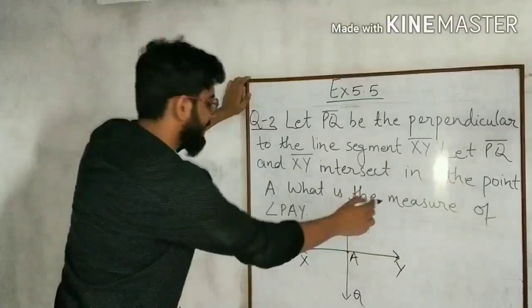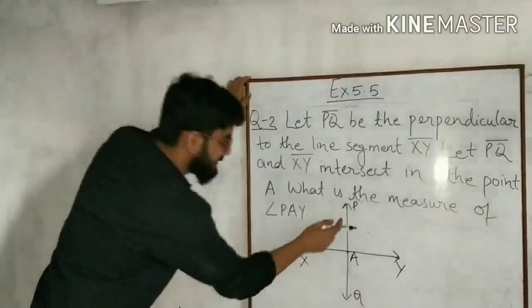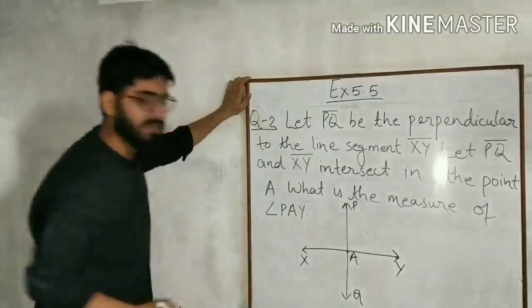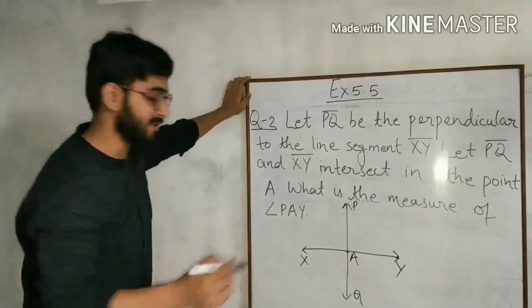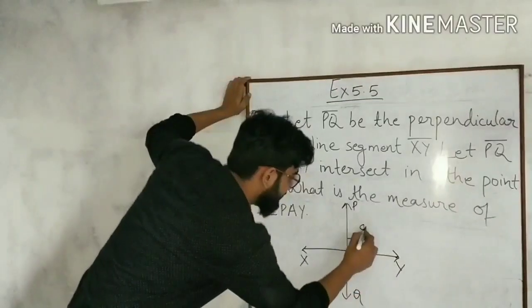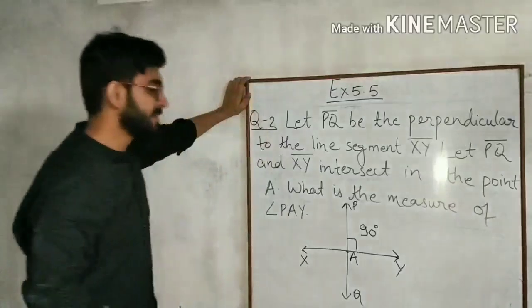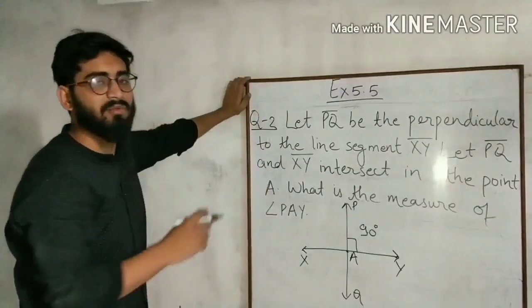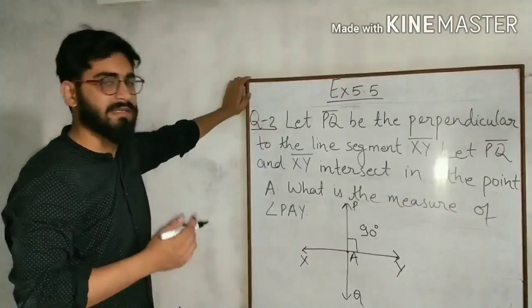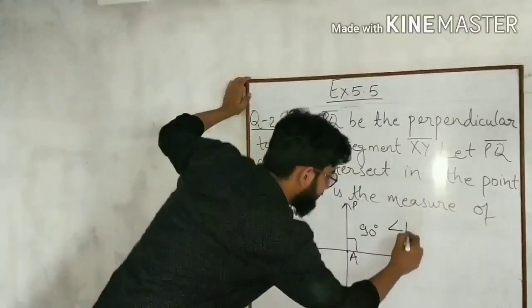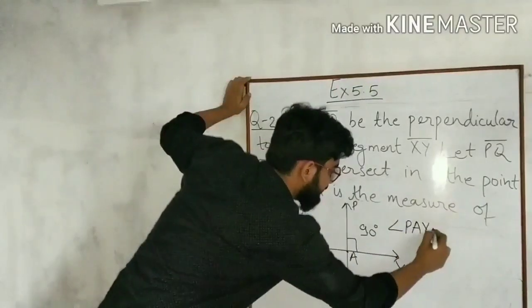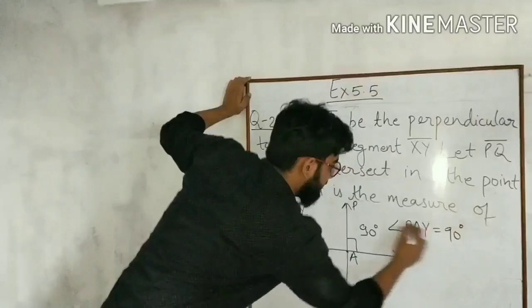Now we have to tell the measure of angle PAY. This angle PAY. Then what is the measure of angle PAY? Yes, the measure of angle PAY will be 90 degrees. Why? Because XY and PQ are perpendicular to each other. So the measure of angle PAY is equal to 90 degrees.